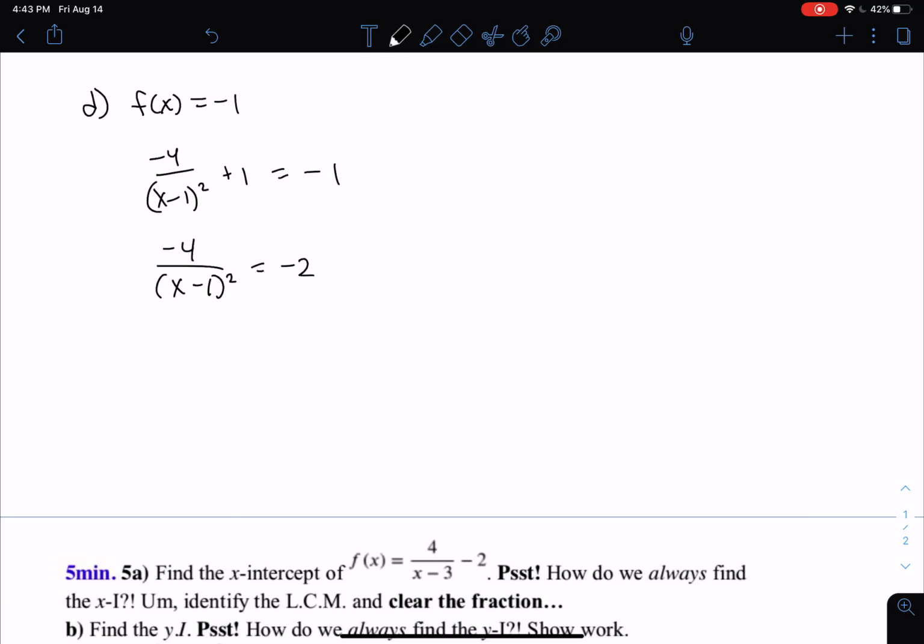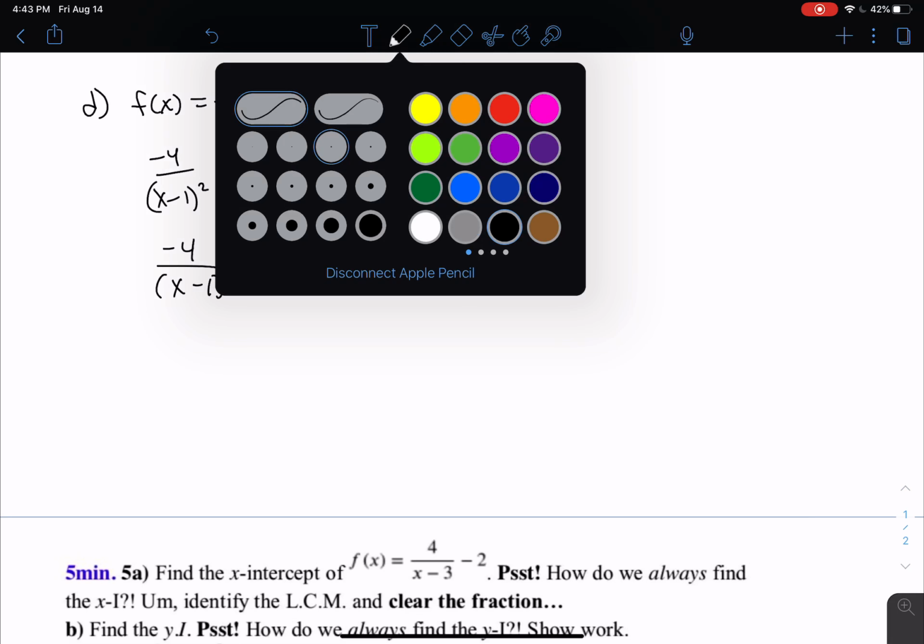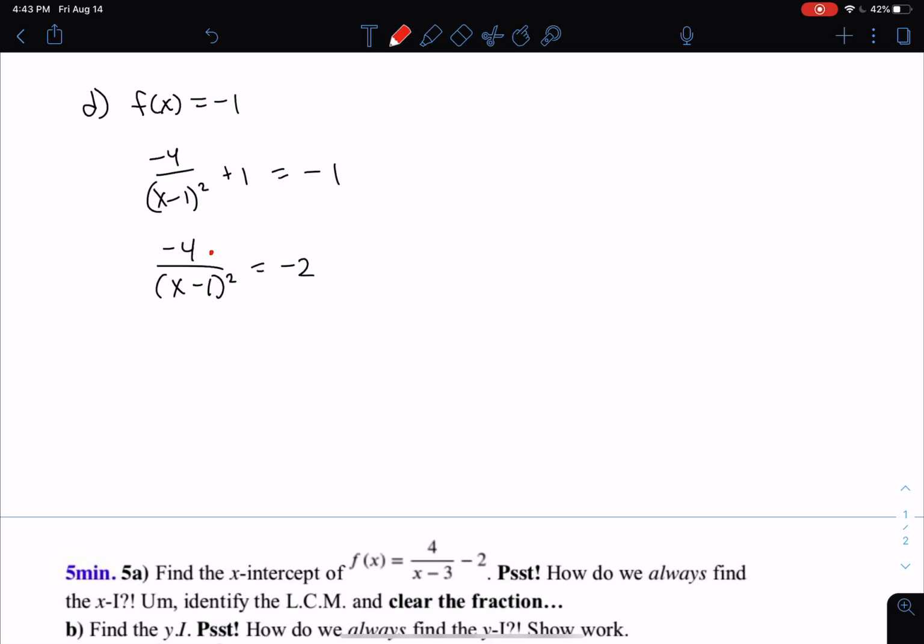Now I can see that I am kind of stuck, so I want to clear the fraction. I'll multiply both sides by the least common denominator. That will clear it for me. And now I'll solve this rational function. So I have negative 4 equals negative 2. If I were to box this, I'd get x squared minus 2x plus 1.